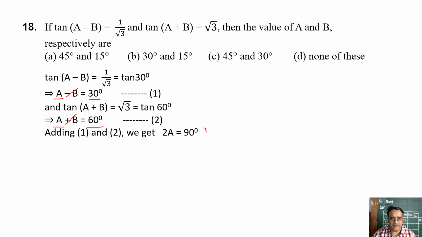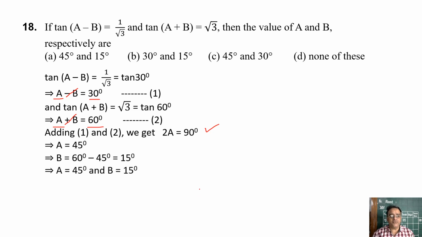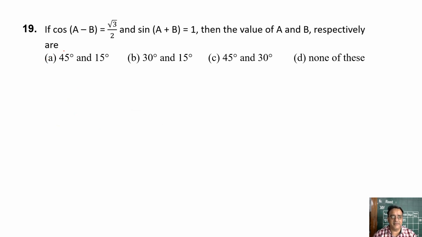This step is clear to all of you? Yes, sir. Okay, so what is the value of a? 45 degrees. And b is 60 minus 45, that is 15 degree. So we got a is equal to 45 degree and b is equal to 15 degree. So which option is the correct one? Option A. Right, very good. Right, now we are moving towards the next question, question number 19, which is very similar.